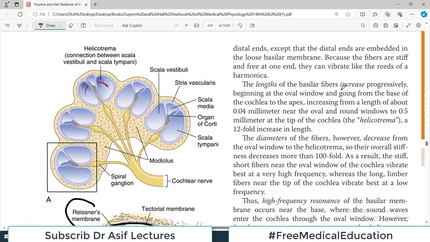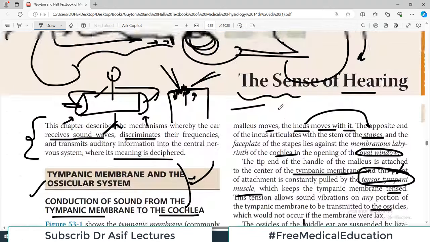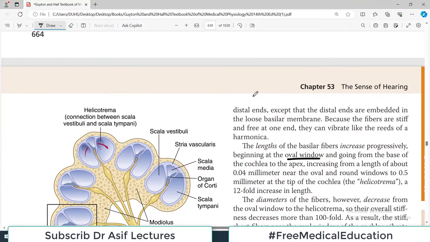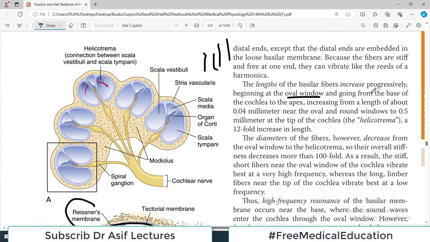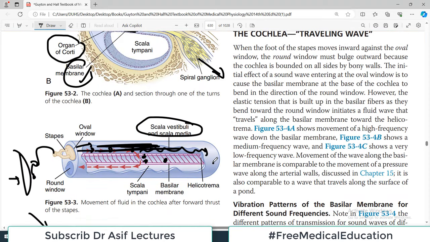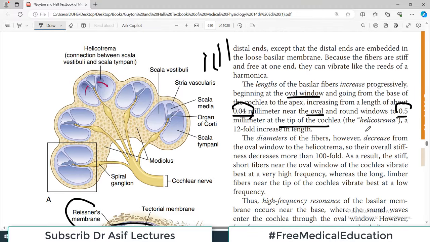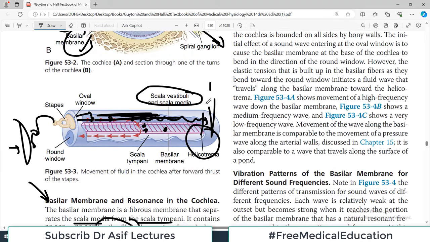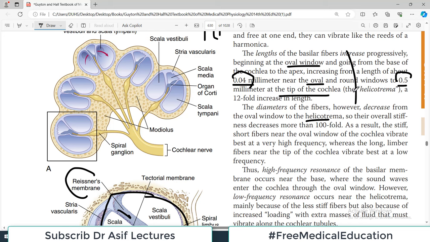Okay? The length of the basilar fibers increases progressively, beginning at the oval window and going from the base of the cochlea to the apex. So the cochlea moves like this, there is a base and then there is an apex of the cochlea. The length of these cilia-like structures keeps on increasing, from about 0.04 millimeter near the oval window to 0.5 millimeter. So look at the magnitude, 0.04 and 0.5, up to the tip of the cochlea, and the tip of the cochlea region is known as the helicotrema region. Big cilia are present here. The diameter of the fibers, however, decreases from the oval window to the helicotrema. So remember the word helicotrema, the tip of the cochlea. They are longer in length, but the diameter is smaller.